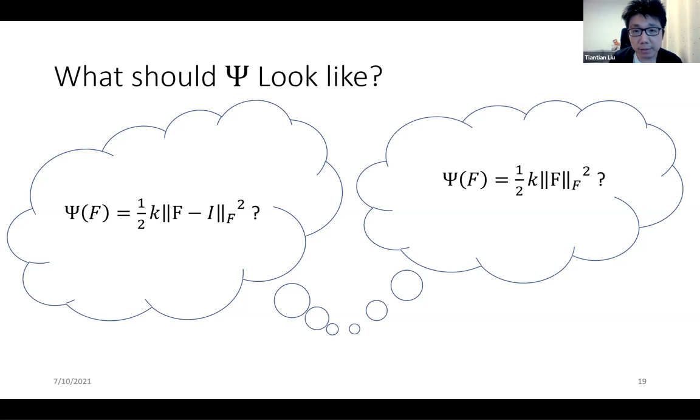Now, what should the energy density function look like? We can make an analogy to the mass spring system to write some candidates. Well, they are not very useful because the left one penalizes every deformation gradient other than identity, which includes rotational motions. And the right one is rotation invariant indeed, but it simply wants to shrink every deformation gradient to zero, which is not likely to be a good candidate to describe the energy density.